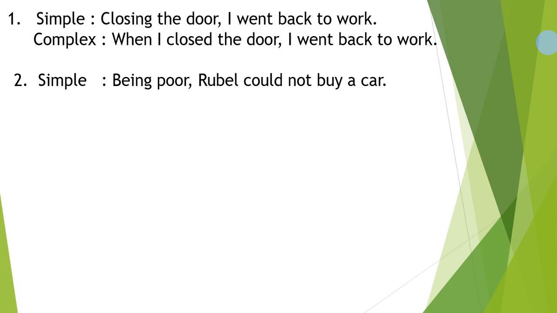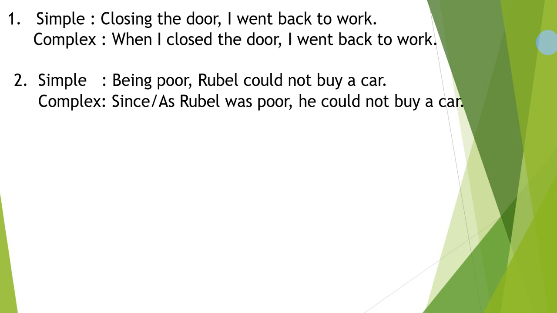Here, at first we will use "since" or "as" because the clause refers to cause or reason. Then we will use subject Rubel plus past form of verb "was" plus complement "poor", plus a comma. After that, the other part of the sentence will be used. Now the complex sentence is: Since or as Rubel was poor, he could not buy a car.